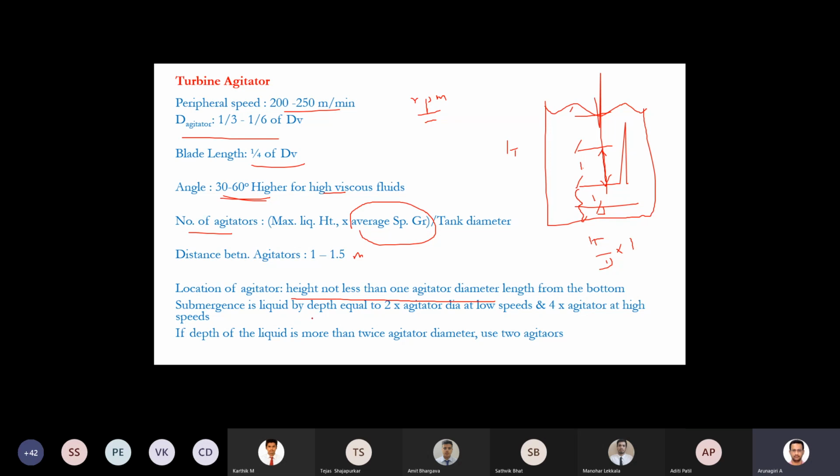So submergence of liquid depth equal to 2 times the agitator diameter. At low speeds, you have to use 2 times the agitator diameter. Okay, this submergence in liquid is the liquid depth. For high speeds, it is 4 times the agitator diameter. Okay, so this is the way to position your turbine agitator.